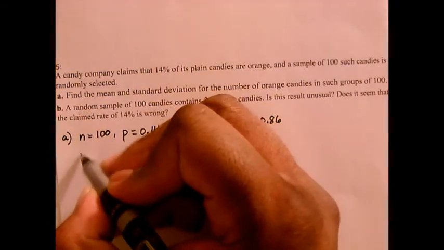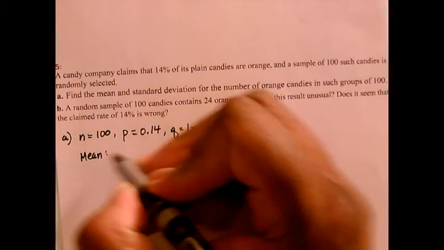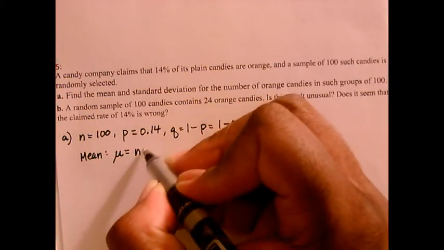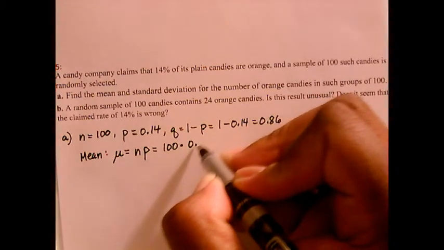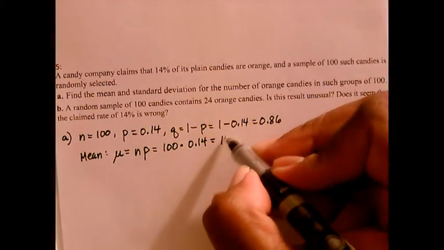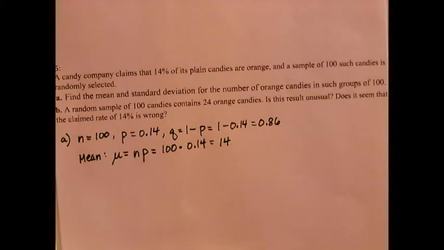So we can find the mean and the standard deviation. The mean, mu, is equal to N times P. N is 100 and P is 0.14. So 100 times 0.14 would simply be 14. Not only that, that mean is also what we call the expected value. So if the candy company claims that 14% of its candies are orange, and we have 100 candies that are randomly selected, we would expect to see 14 orange candies.